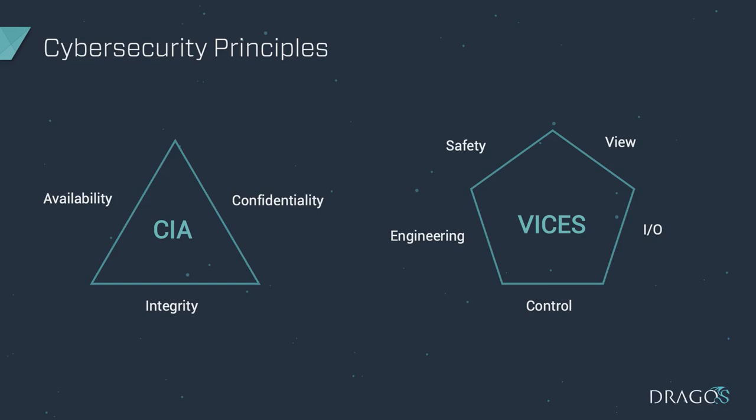I don't want to say that the CIA triad doesn't apply in OT, but it's not really comprehensive enough to describe what we're talking about in terms of OT-targeting adversaries and what they can actually do. So my boss, the VP of Threat Intelligence, Sergio Caltagirone, came up with the VICES model. This is view, input, output, control, engineering, and safety. When we're talking about view, this refers to the ability to actually monitor or read the system state.